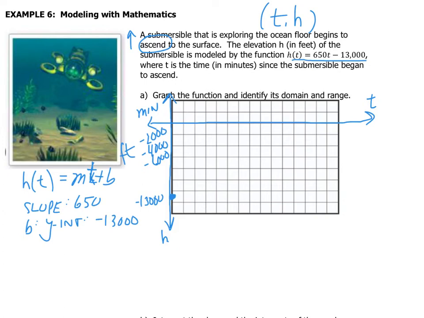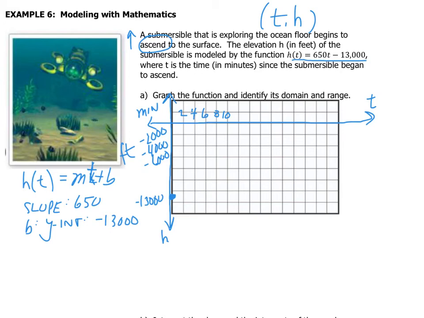So with our slope, I'm going to be going up 650 and then over 1. So that's going to be tricky with all these weird numbers. So here's how I'm going to do it instead. If I think about it, I'm going to make my t-axis going forward by 2 minutes at a time. Okay, so that would be 10 minutes.